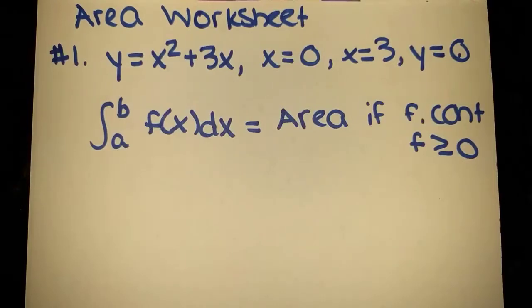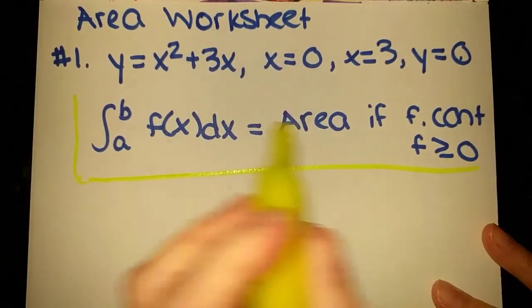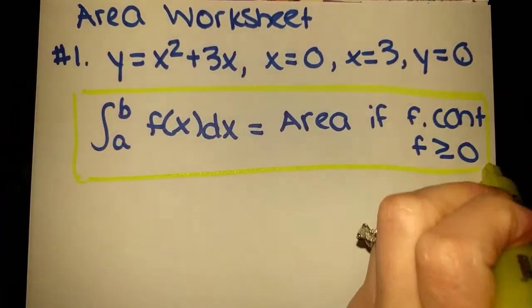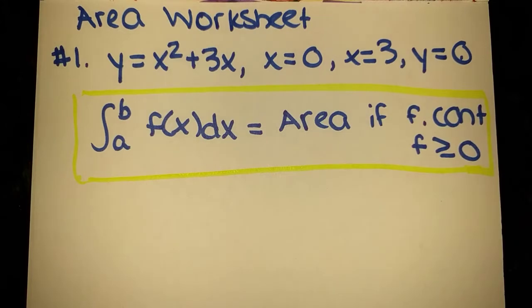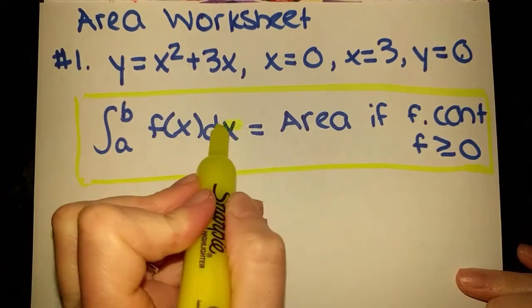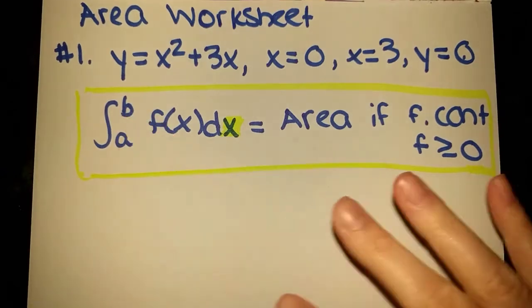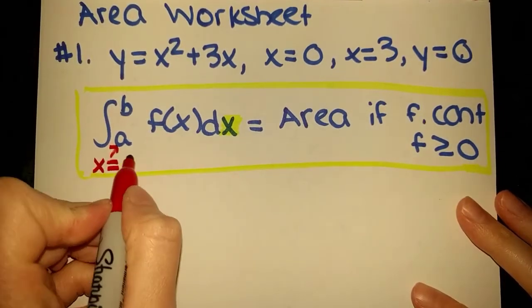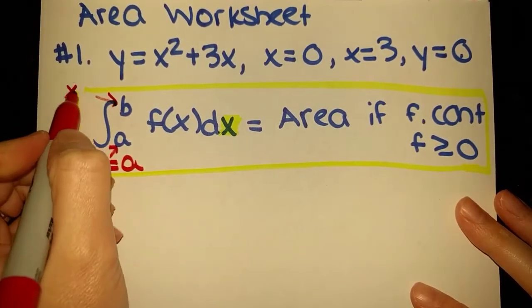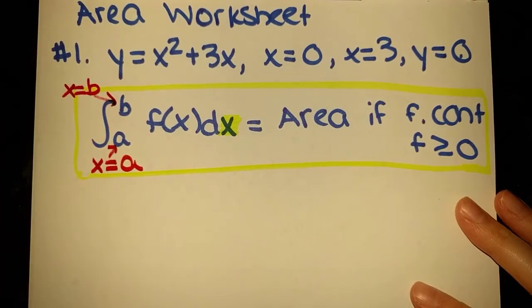So all of the questions in this worksheet, all 6 questions, are relying on the fact that the definite integral is equal to the area under the curve, provided that f is continuous and non-negative. Now, one thing that I really want to emphasize, when you look at the definite integral, in this particular case, my variable of integration is x. And so when I write these bounds from a to b, this represents that x is equal to a, and this represents that x is equal to b.